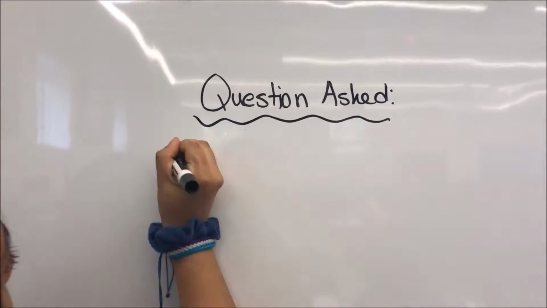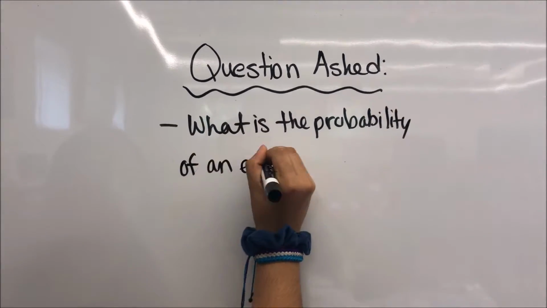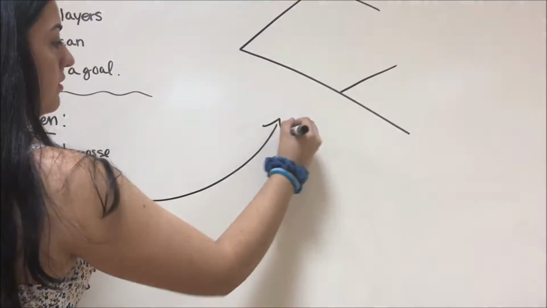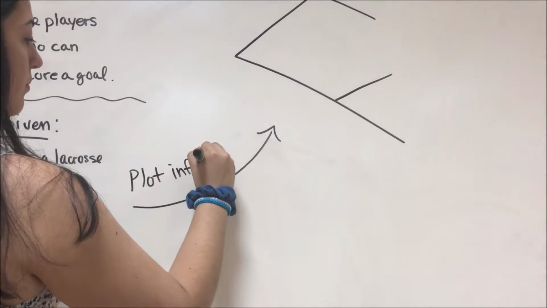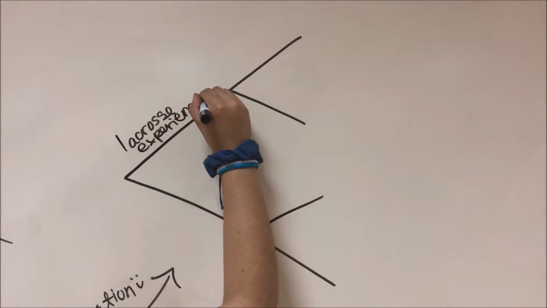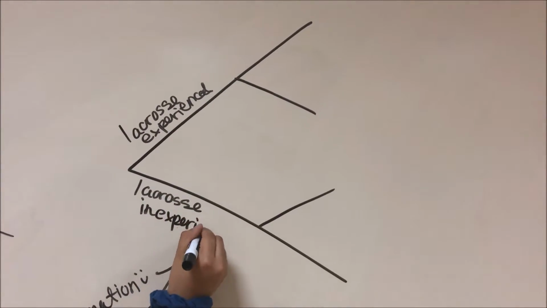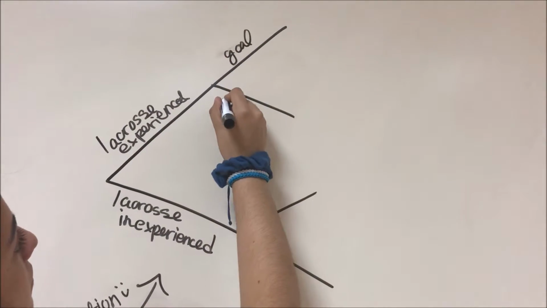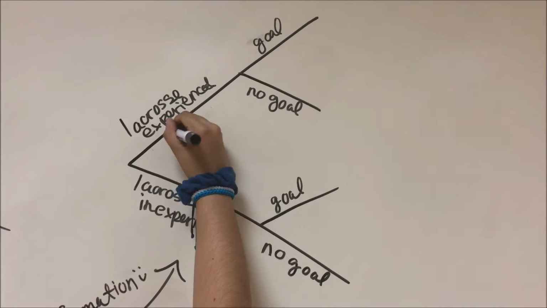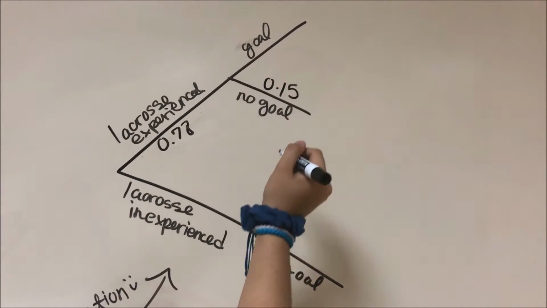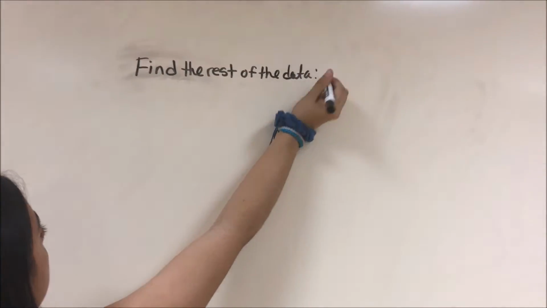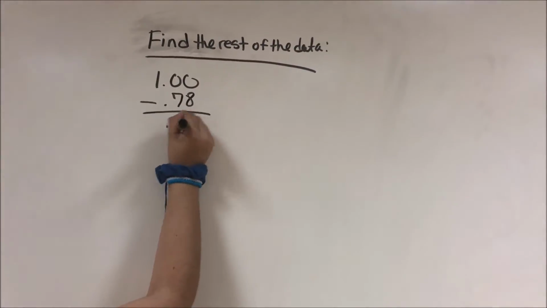The question we are given: if a randomly selected person cannot make a goal, what is the probability that that person is a lacrosse player? With the information that we are given, we are going to correctly plot it on the tree diagram. In order to solve for the asked question, we have to find the rest of the data and plot it on the tree diagram.